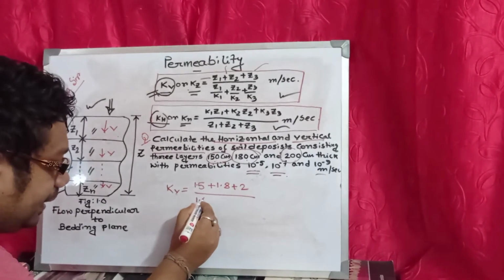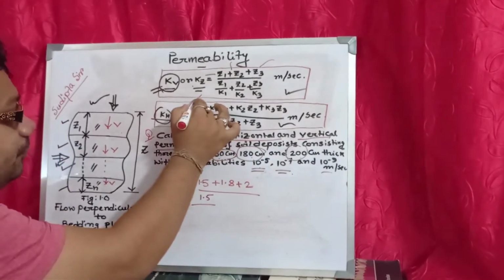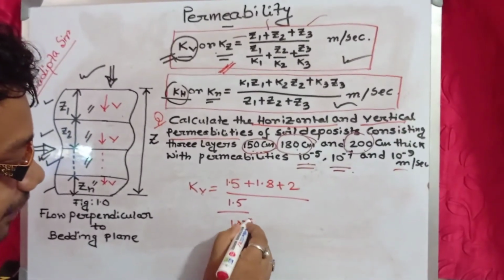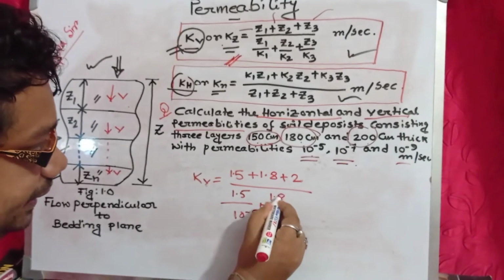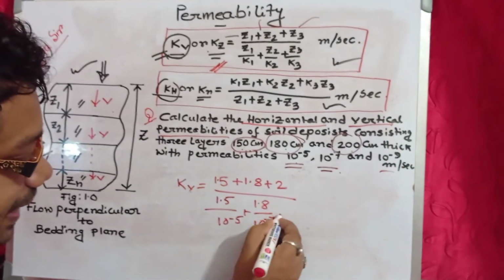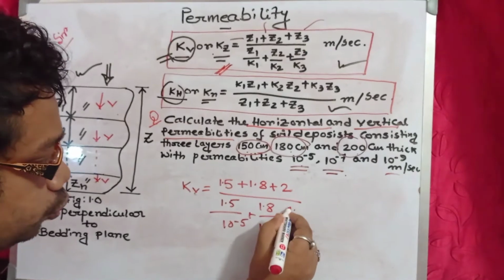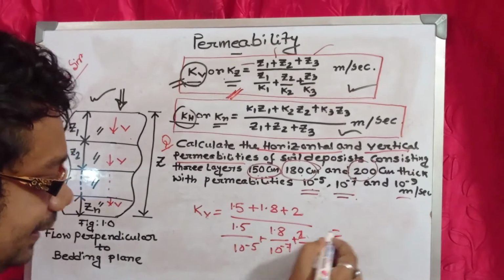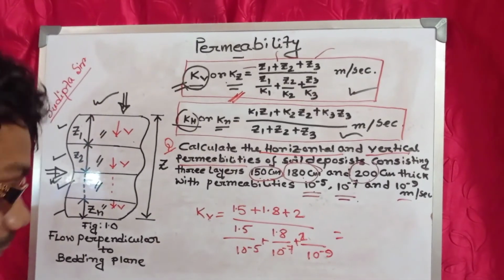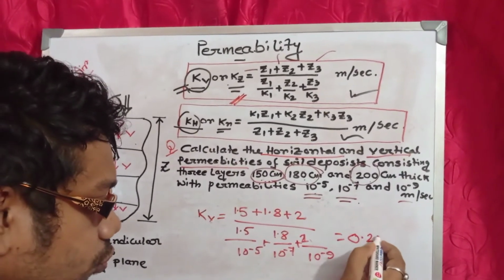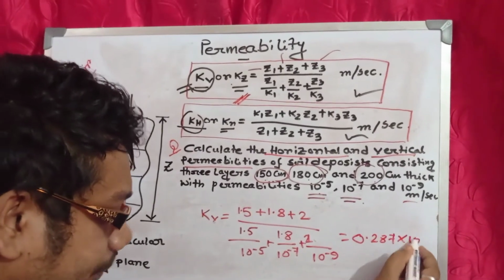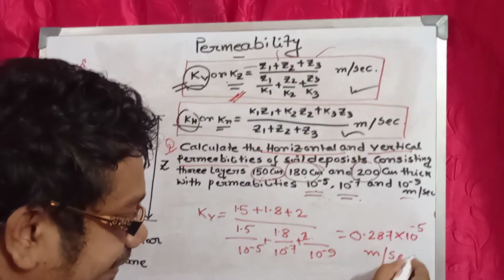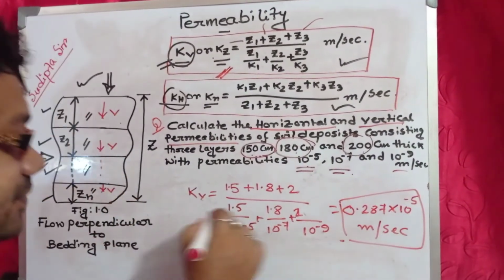divided by 1.5 divided by 10 to the power minus 5, plus 1.8 divided by 10 to the power minus 7, and simultaneously 2 divided by 10 to the power minus 9. The calculated value comes to 0.287 into 10 to the power minus 5 meter per second. That is your answer for vertical.